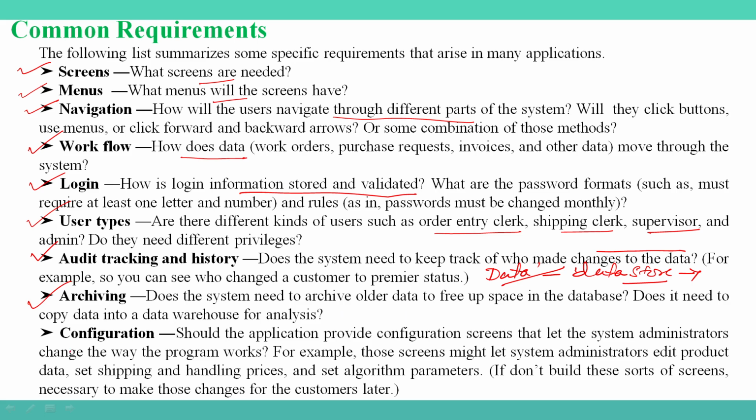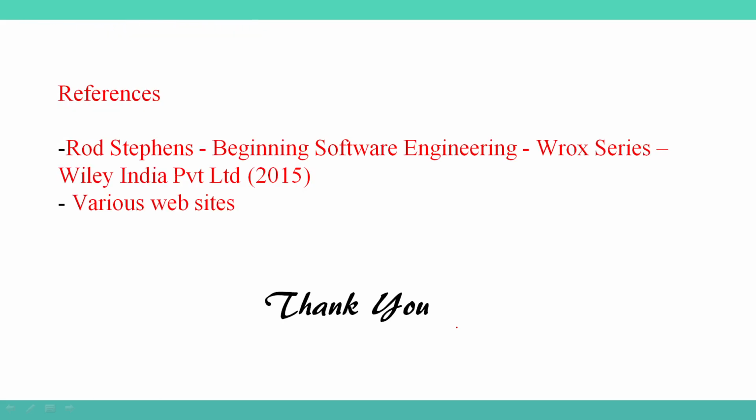Then configuration: how the application should provide configuration screens, different types of configurations that are possible, how your system is configured. So this is the general aspect of the software requirements, and after that you have to go for the requirement engineering process. This is all about what a requirement is and what the categories are, etc.